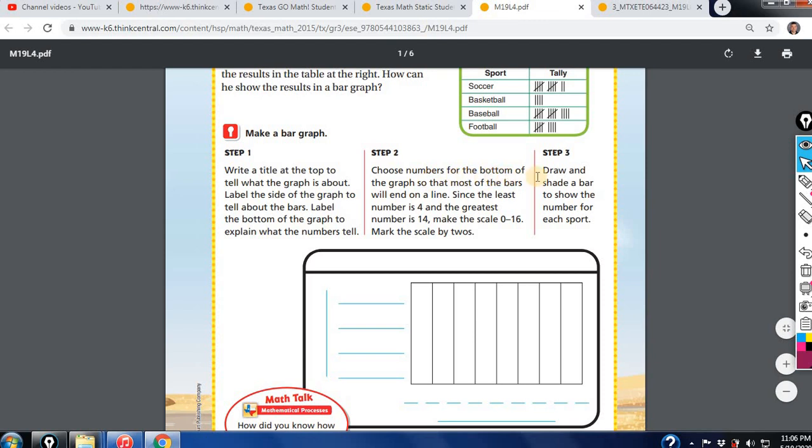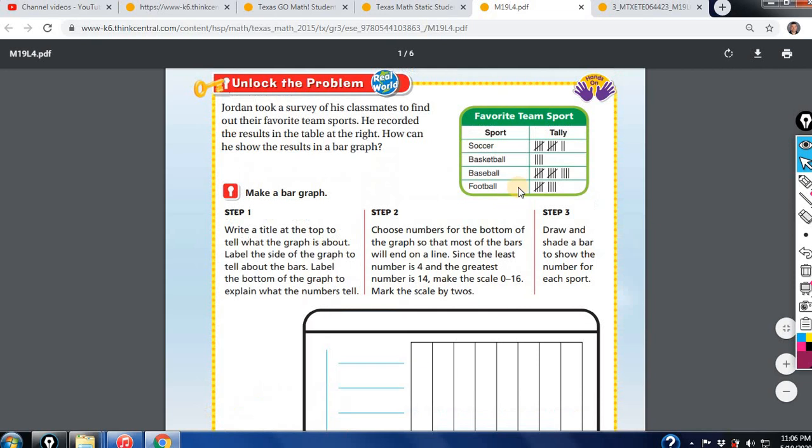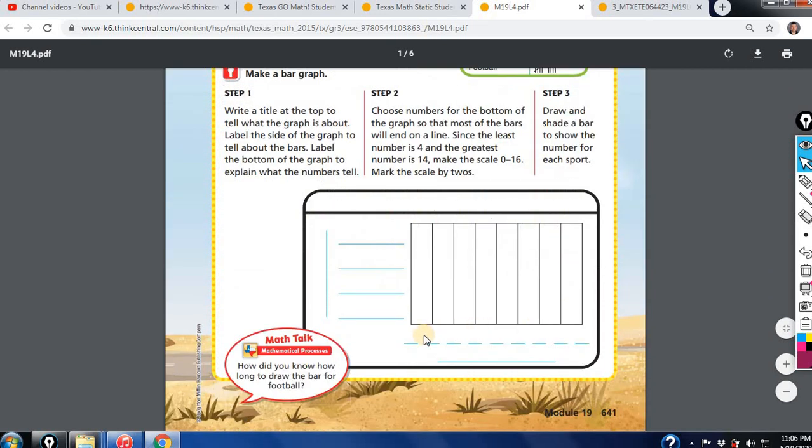So you're going to choose numbers from the bottom of the graph so that most of the bars will end on a line. So we know here the greatest number is 14. The least number is 4. Okay, so we're going to do the scale from 0. So we always want to start at 0. And we're going to go 2 more than 14. We're going to go a little bit higher than our greatest number. In this case, we're going to do our numbers by 2s. Okay, we're going to go from 0 to 16 here.